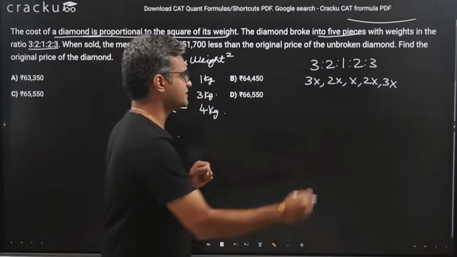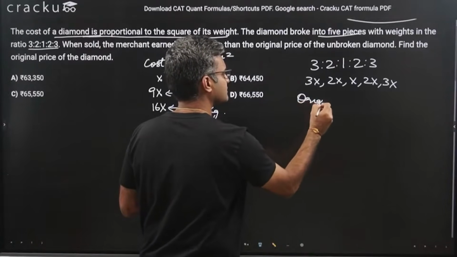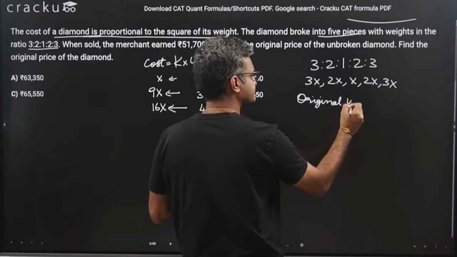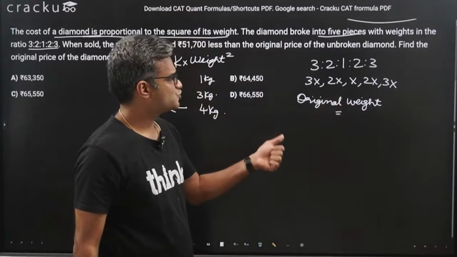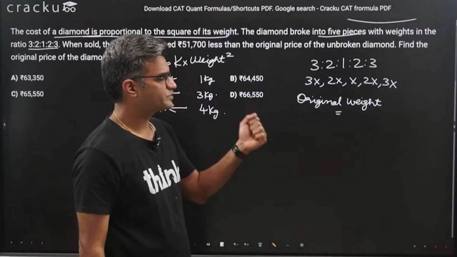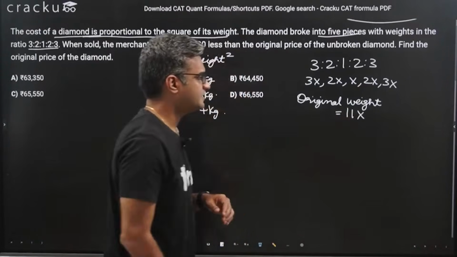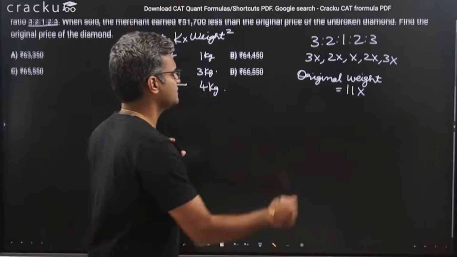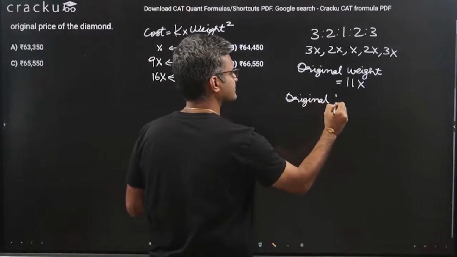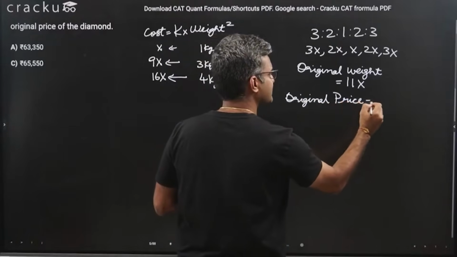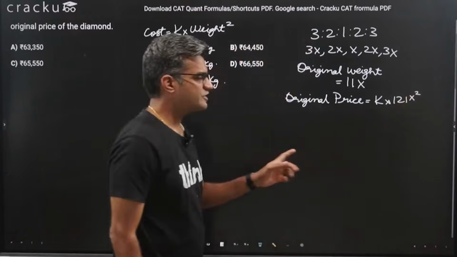So what is the weight of the original diamond? Original weight will be the sum of these 5 weights, which is 3 plus 2 plus 1 plus 2 plus 3. 3 plus 2 plus 1 is 6, plus 2 plus 3 is 11. So the original weight is 11x. So what is the original cost? Original price will be a constant k into 121x square, because it is proportional to the square of its weight.